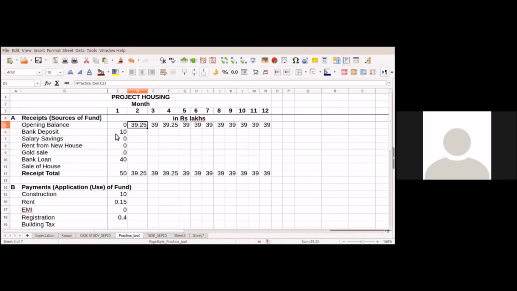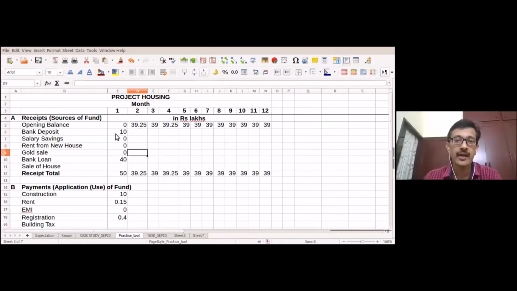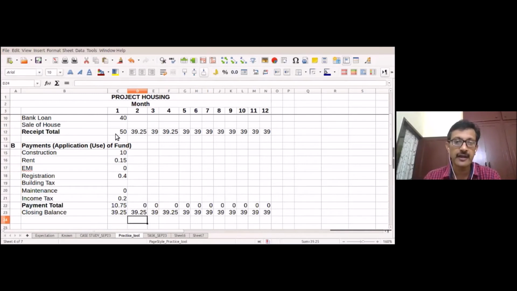Okay. And next month again, I will be receiving something, and that opening balance plus this much will be the total receipt. Then again, I will pay something. Then that total will be here. Then this receipt total, including that opening balance, minus payment, will come as a closing balance. This is how the cash flow statement is prepared.